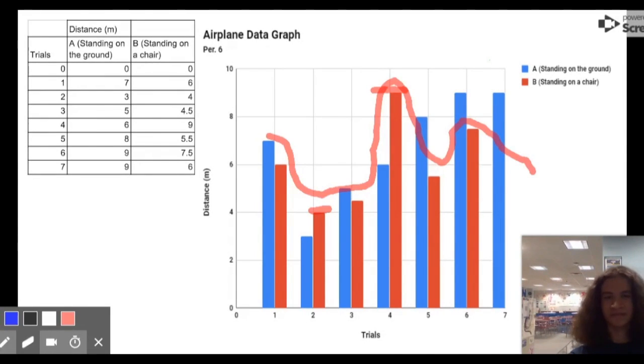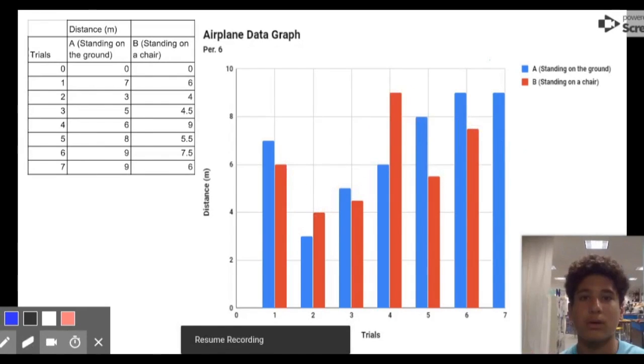The resulting pattern was very inconsistent. Overall, the standing on the ground variable succeeded more.